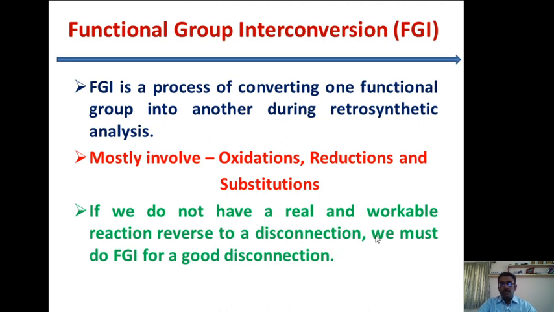So functional group interconversion is converting one functional group into another functional group. That will be done mostly by oxidation, reduction and substitution reactions, used wherever we cannot do the reverse of real workable reactions when we do the disconnections. To make it easier, the functional group with which we face difficulty, we convert into another functional group so that we can have a disconnection.